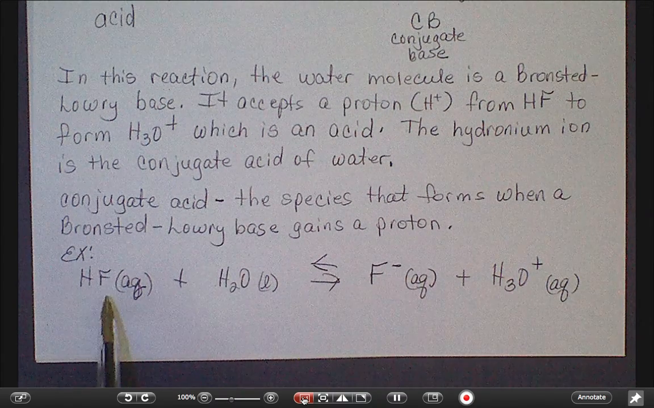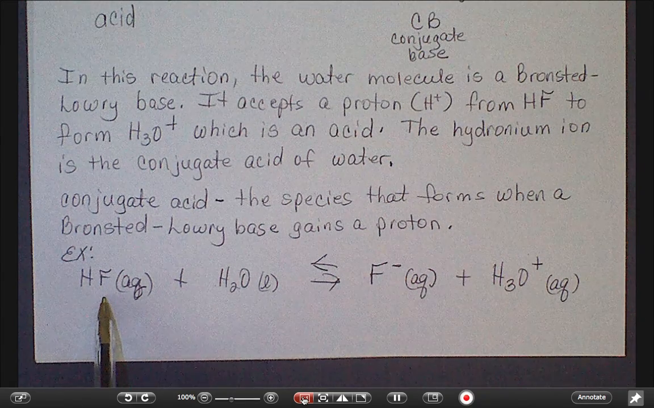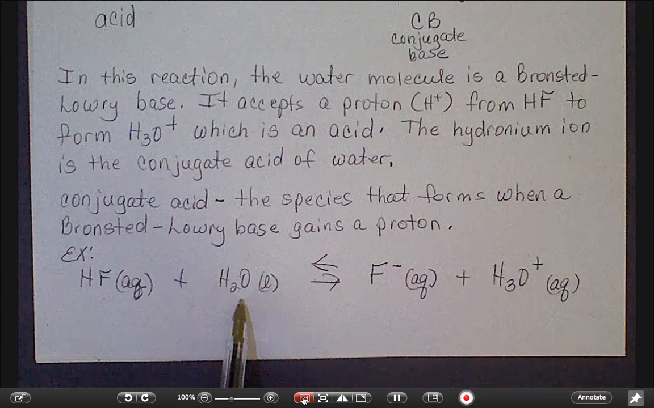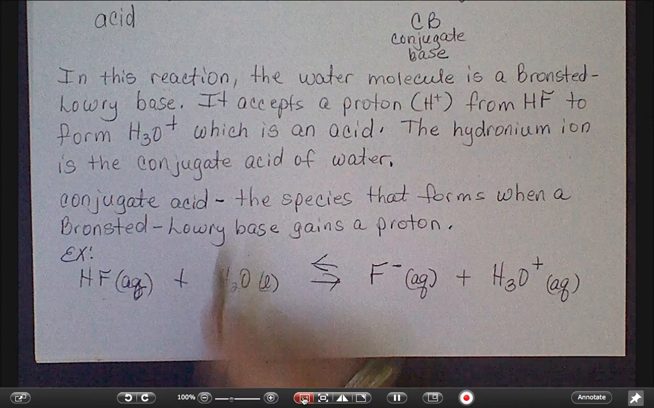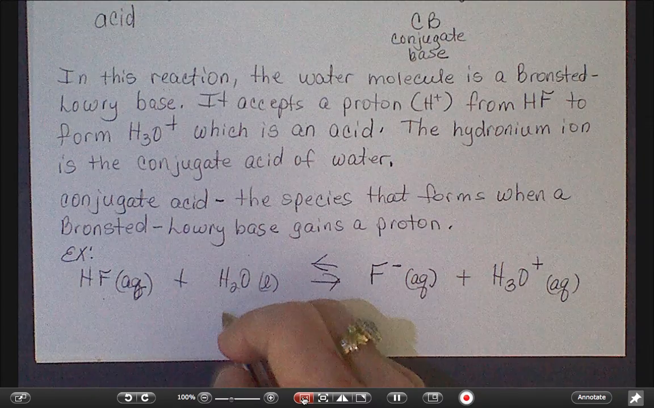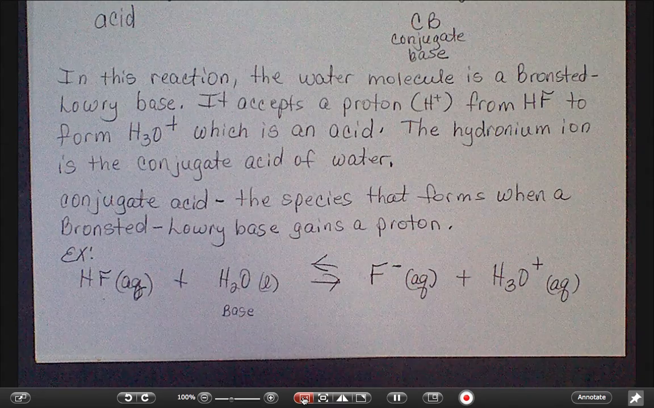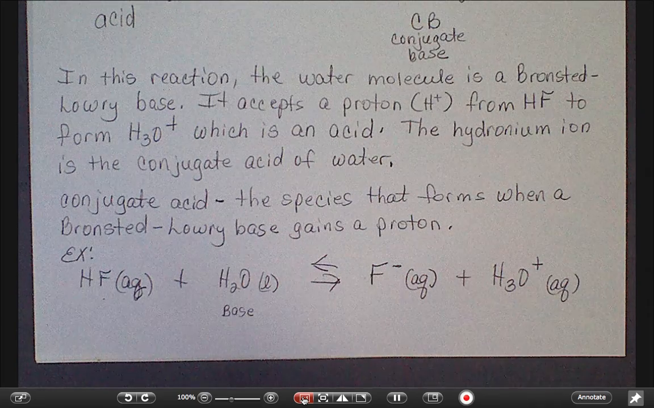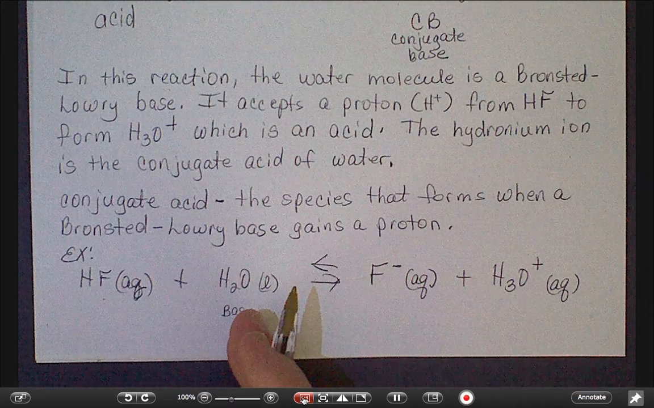Okay. This one was already identified as the acid. Automatically, that makes what's left as the what? Base. So everybody write the word base here, please. It is extremely easy to identify the acid, okay? And by default, the one on the left side automatically becomes the base.